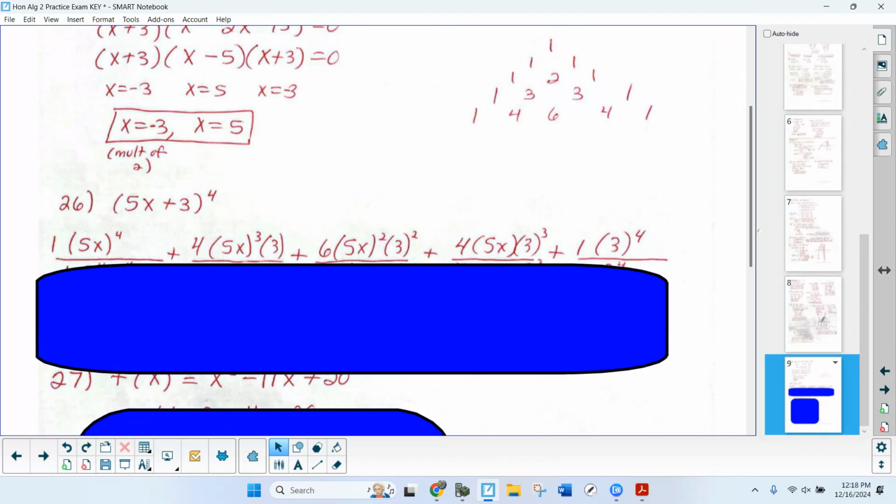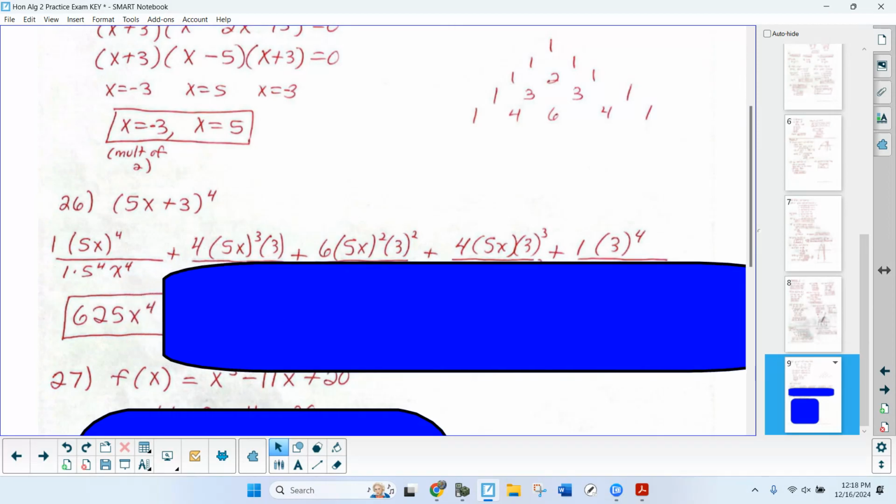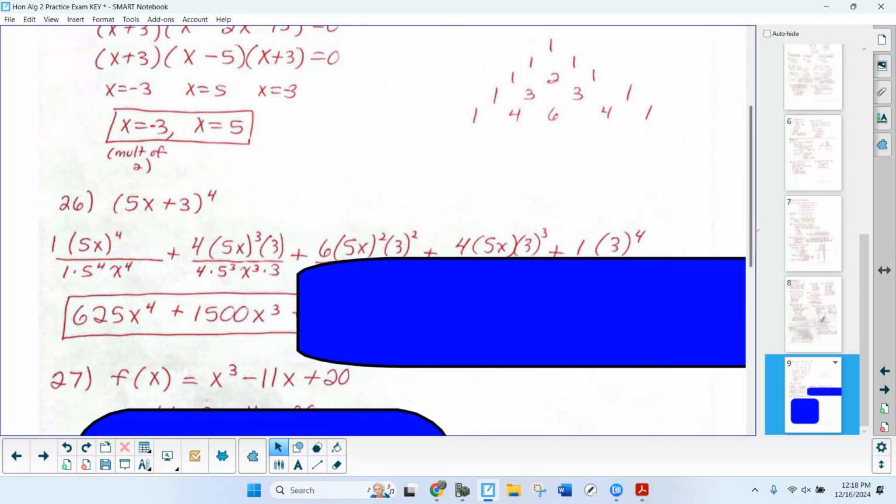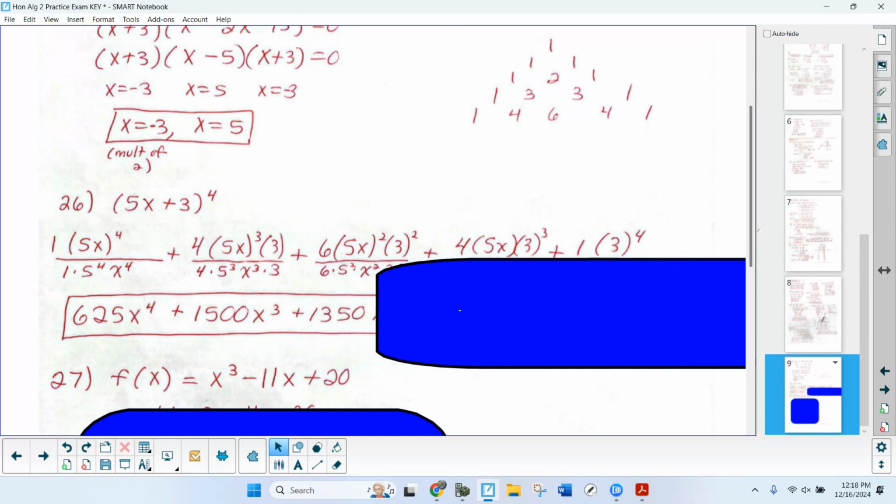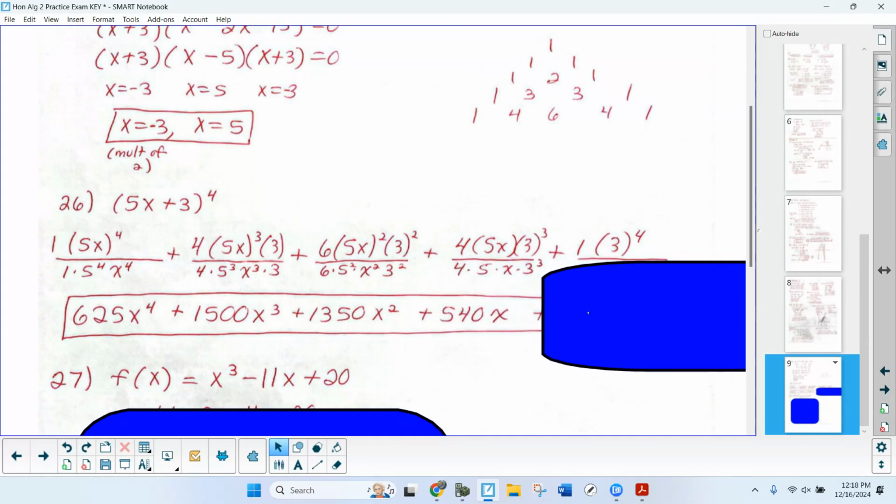So what did you get for your first term? 625 x to the 4th. Good. And then the second term was 4 times 5 to the 3rd times x to the 3rd times 3. So what'd you get? 1,500 x cubed. And then this was 6 times 5 squared times 3 squared. So what'd you get there? 1,350 x squared. And then this was 4 times 5 times 3 to the 3rd. 540 x. And then on the end, 81.